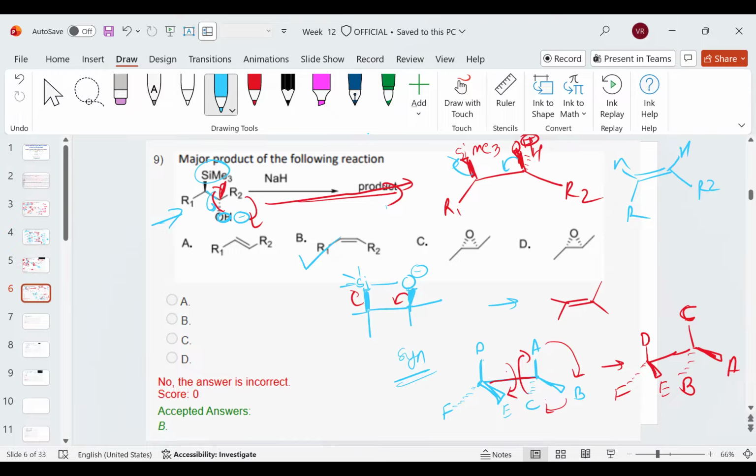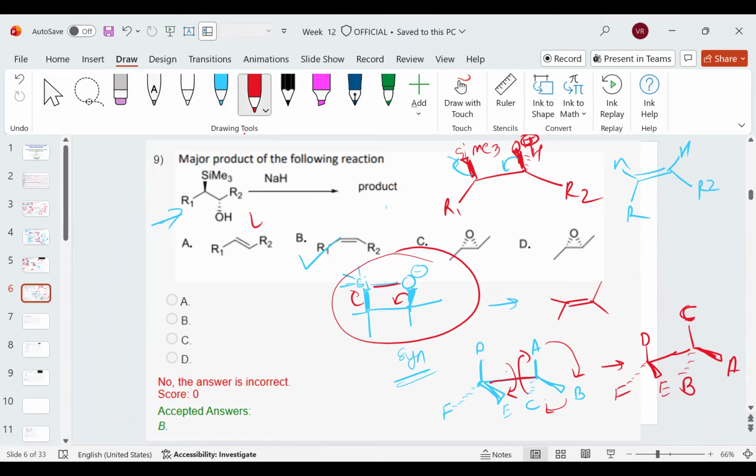We have rotated the bond so that both this oxygen and silicon come in one plane. Then and only then is this intermediate step possible, right? Like this, and then elimination occurs. So that's what we did here. Therefore, option A is the correct option.